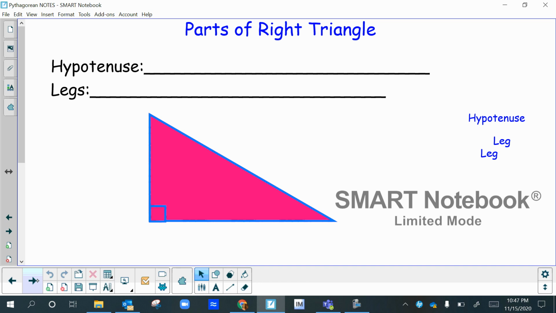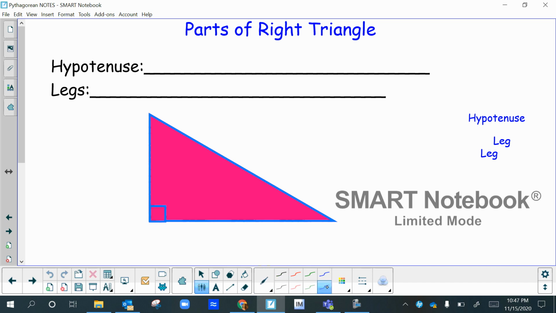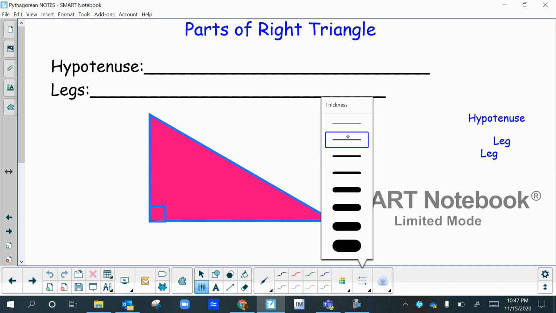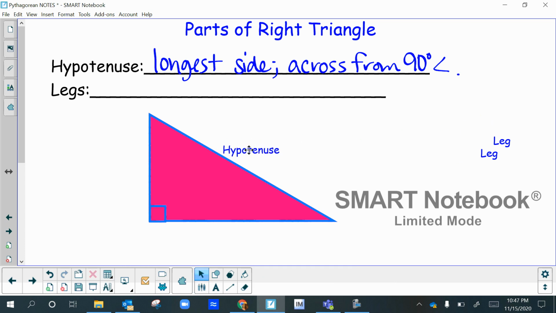So parts of a right triangle we need to know. The main one being the hypotenuse. We got to be able to identify the hypotenuse. So this is always going to be your longest side. Okay, it's going to be your longest side, which is also across from your 90-degree angle. Okay, so your hypotenuse is going to be this side right here.